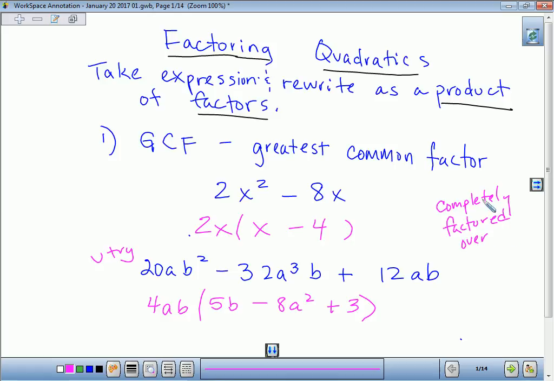So, when you see directions that say factor completely, basically they usually mean over the set of integers, so that each term would have integer coefficients. Fair enough? 5, 8, 5, -8, 3, 4, all those are integers, right?